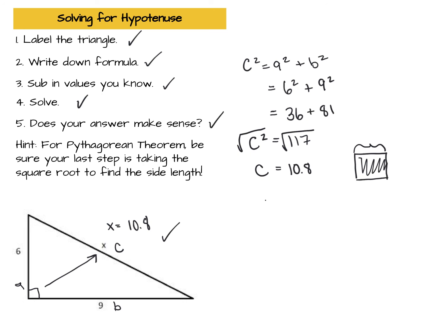So we did check. So there's 5 steps. You can use the anchor chart to help you solve for the practice questions. If you have any questions, make sure to let me know.